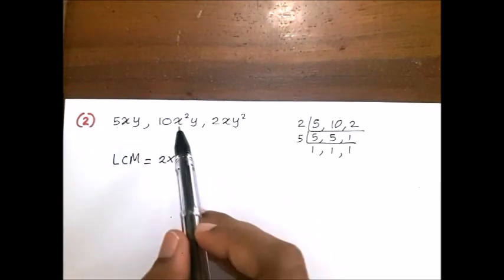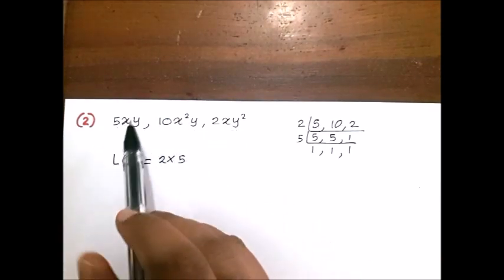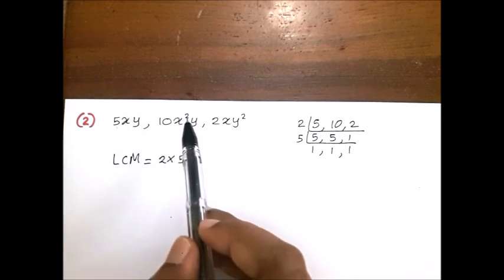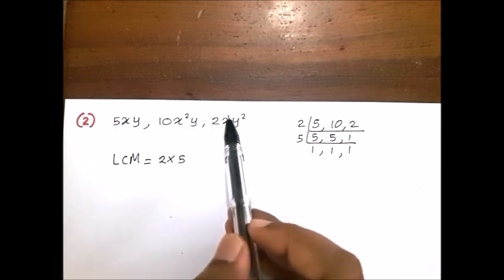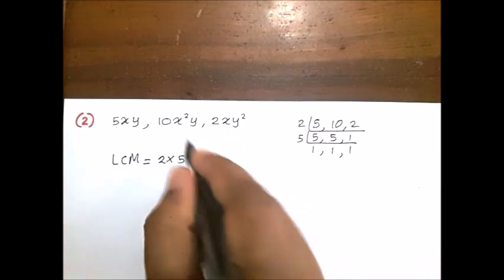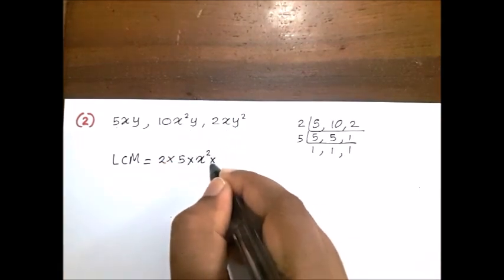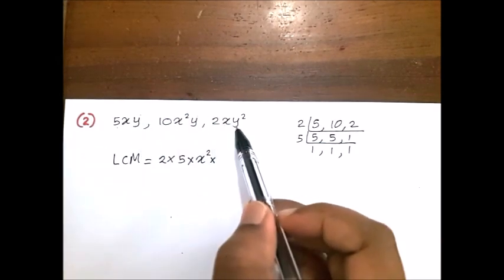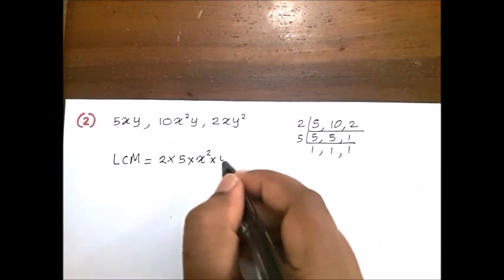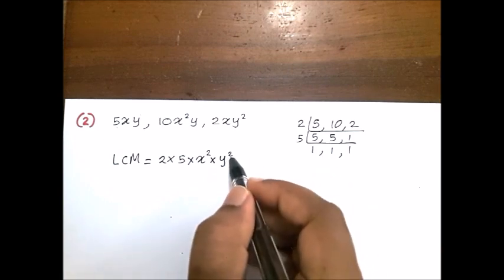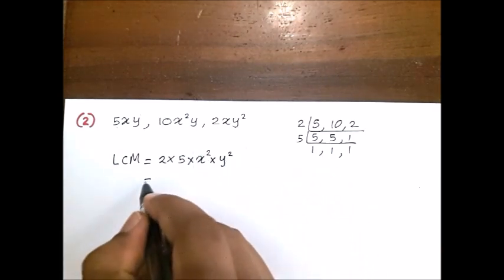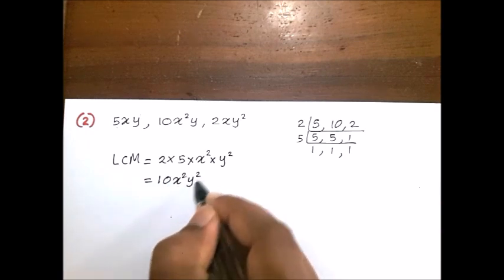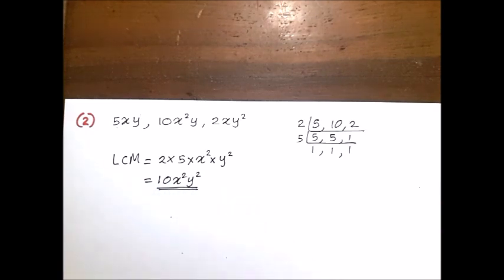And here in these algebraic terms, you have to select the highest power. Here x to the power 1. Here x to the power 2. Again here x to the power 1. You have to take the highest power, x to the power 2. Then the other term, y to the power 1, y to the power 1, again y to the power 2. Select the highest power of the algebraic terms. 2 multiplied by 5, 10, x to the power 2, y to the power 2. This is the answer.